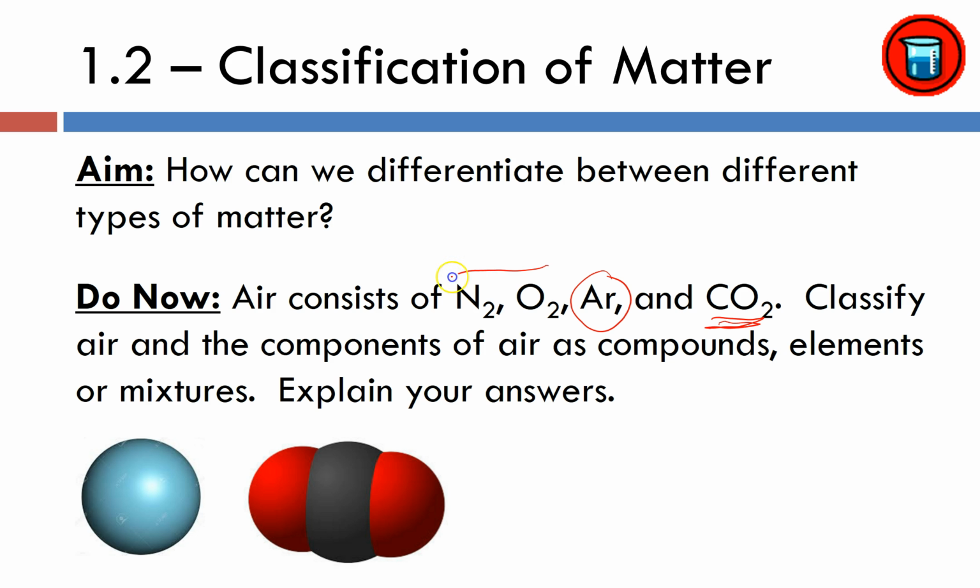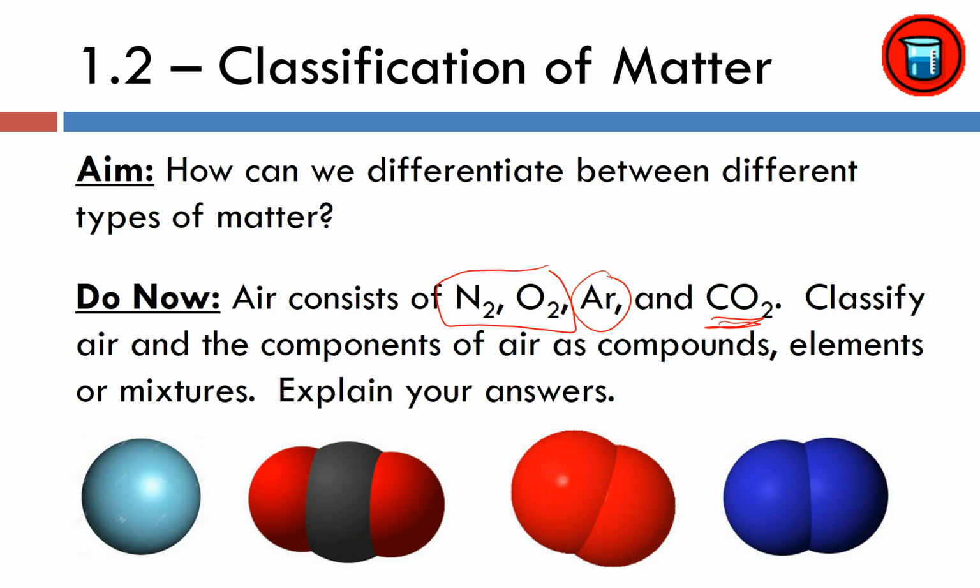When you get to N2 and O2, those tend to be a little bit more confusing for students. So let's pull up pictures of what these two molecules would look like. O2 is the red molecule, and N2 is the blue molecule. Now some students feel that this must be a compound because you've got two elements combined. It's not just N or O, for example. You've got two nitrogens and two oxygens.